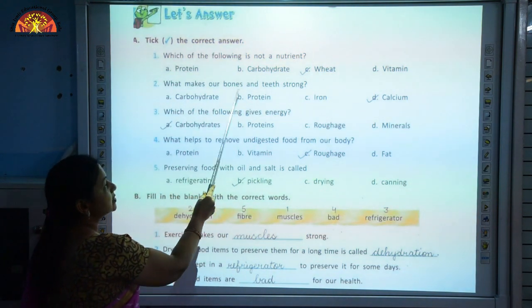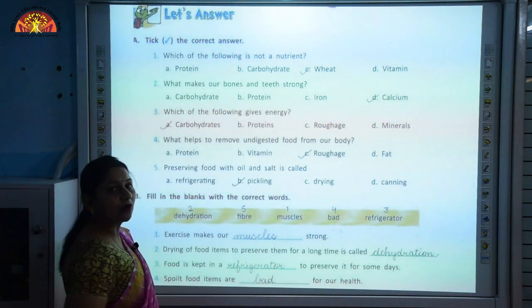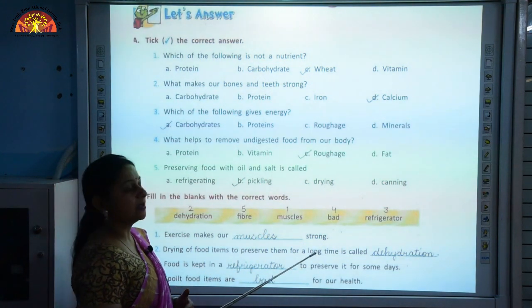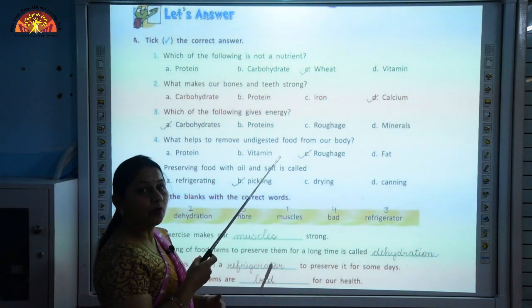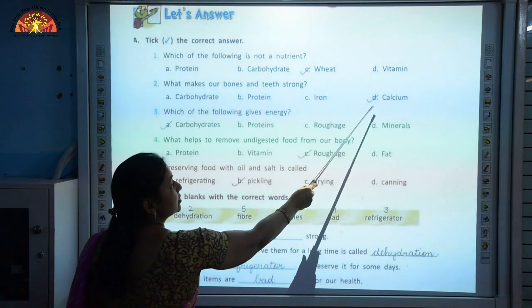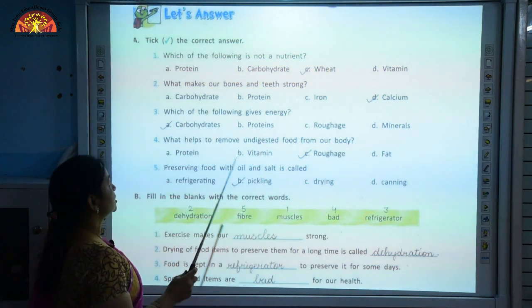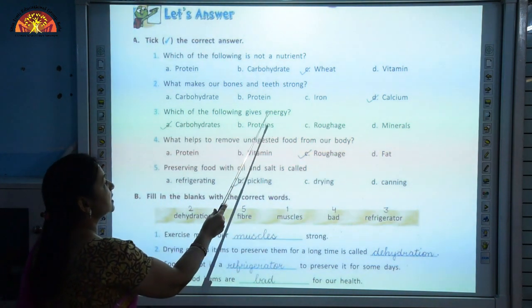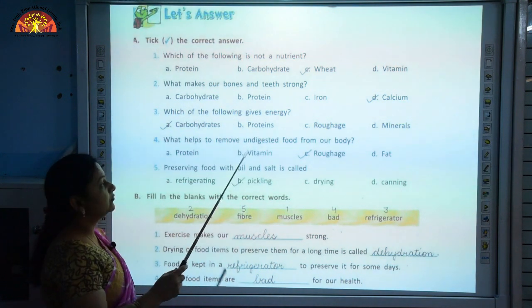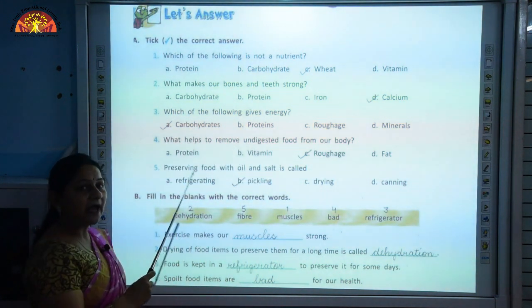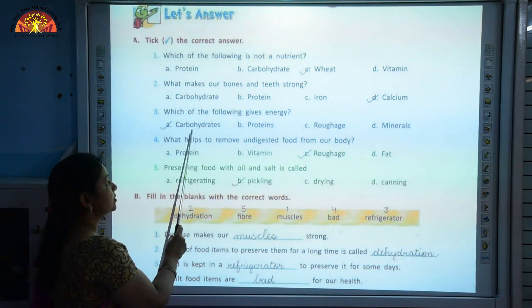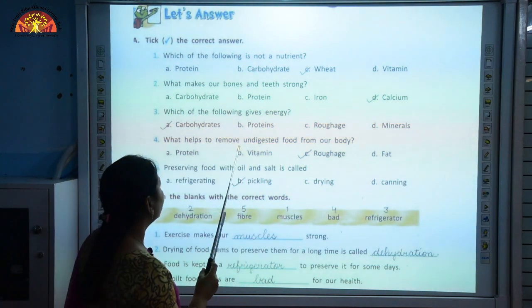What makes our bones and teeth strong? For our bones, for healthy teeth, we need to have more of calcium. So, we are going to take the D option, calcium. Which of the following gives energy? Energy giving foods are carbohydrates and fats. So, we are going to take the A option, carbohydrates.